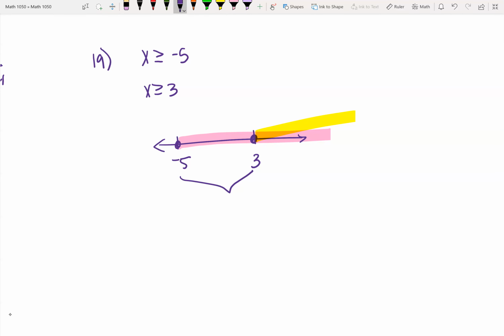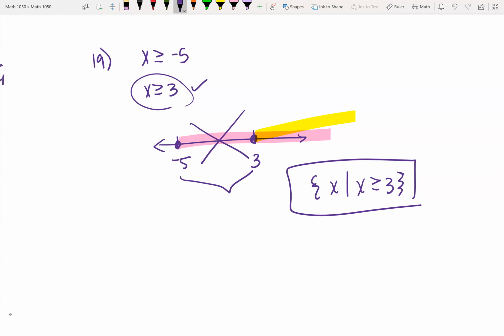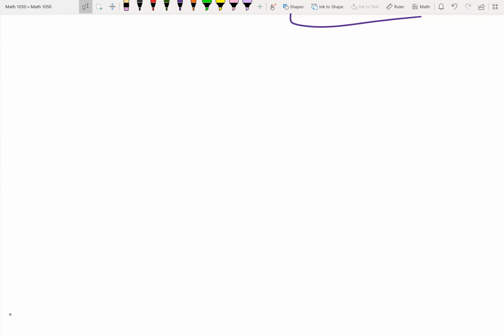This region does not satisfy that. If I chose 0, 0 is not bigger than 3. So this is not part of the solution because it doesn't satisfy both conditions. So it's just 3 and bigger. Your answer in set builder notation is x such that x is greater than or equal to 3. Close it off. Done. That was kind of funky. Okay, number 20. Find the difference quotient.